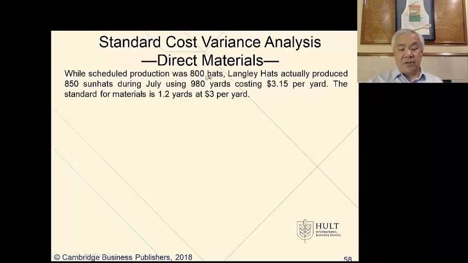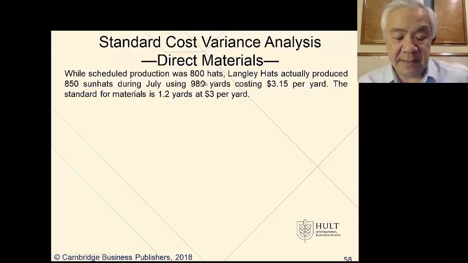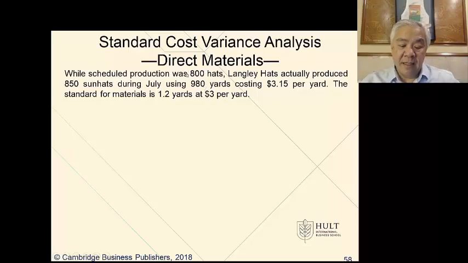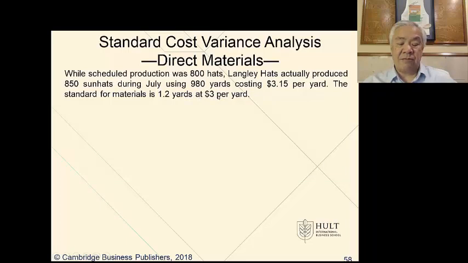We have these 800 hats. Langley made 850 using 980 yards, costing $3.15 a yard, and the standard for materials is 1.2 yards at $3. So here are all the little ingredients all over these sentences. First is quantity. We scheduled to do 800, but the actual is 850 hats using 980 yards, and the standard was 1.2 yards at $3 a yard. So let's look at the analysis.